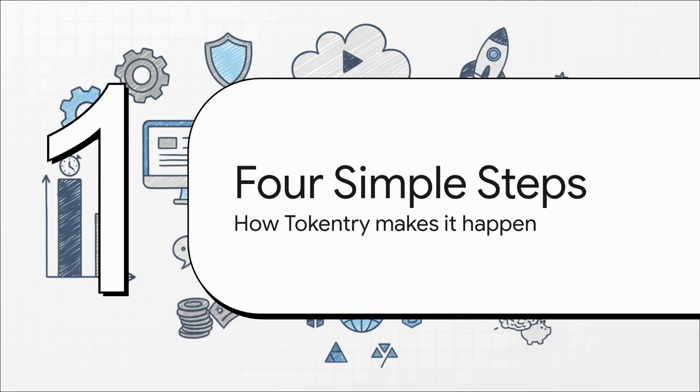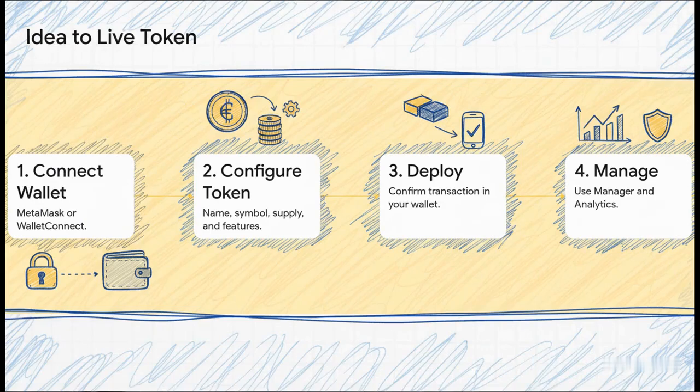So you're probably wondering, okay, that sounds great, but how does it actually work? Well, let's break it down. The whole thing has been streamlined into just 4 key steps that take you from that first spark of an idea to a fully functioning live token. All right, here's the play-by-play. First, you connect your crypto wallet, something like MetaMask. Second, you configure your token. This is where you pick the name, the symbol, the total supply, and add any special features. Third, you hit that big deploy button and just confirm the transaction. And that's it. Your token is officially live. And finally, you get access to a dashboard to manage your token after the launch. It really is the whole package, start to finish.